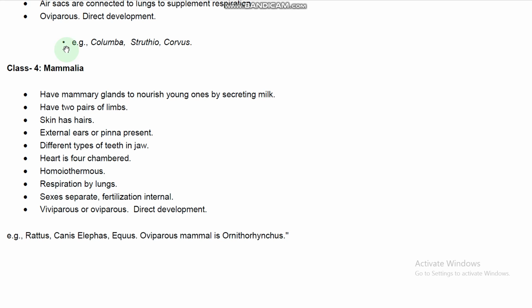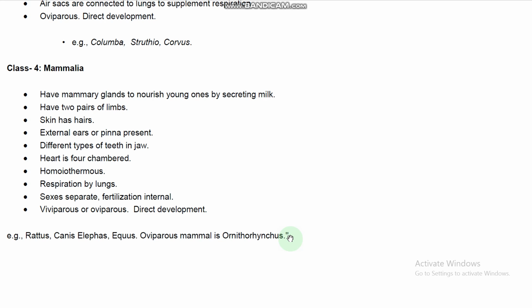And respiration takes place by the lungs only, and sexes are separate, and fertilization is internal. Sexes are separate, unisexual, dioecious, internal fertilization. Viviparous or oviparous? What is the example for an oviparous mammal? Duckbill platypus, right. Platypus is the example, or Ornithorhynchus. So development is direct, intrauterine, in the region of the uterus. Rattus rat, Canis dog, Elephas elephant and Equus horse, and the oviparous mammal is Ornithorhynchus, also called duck-billed platypus, right.